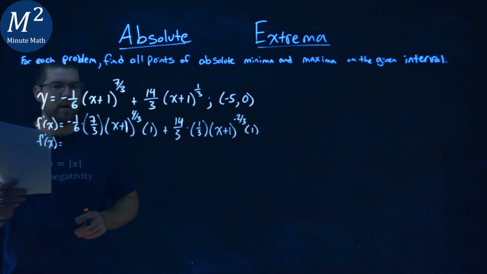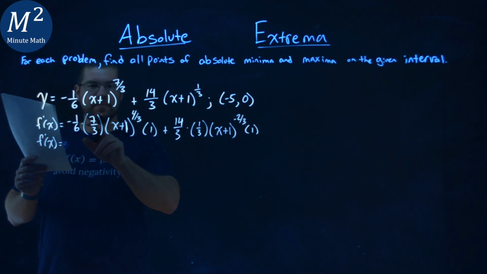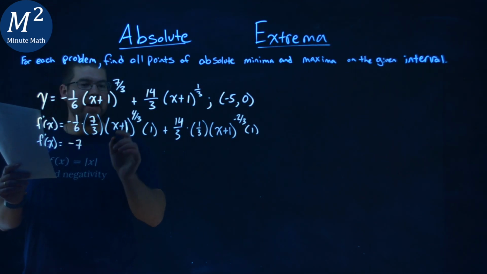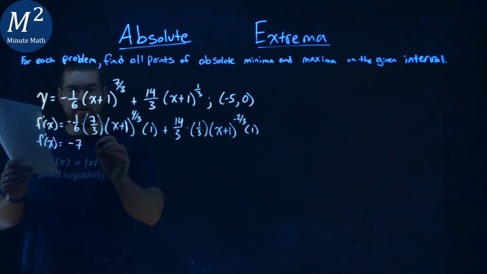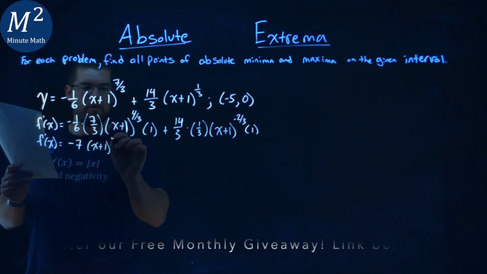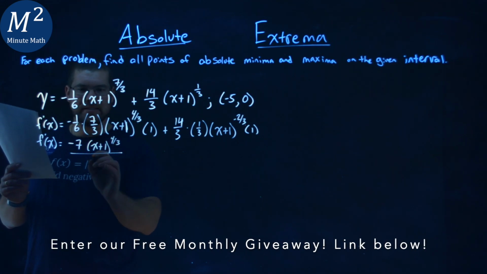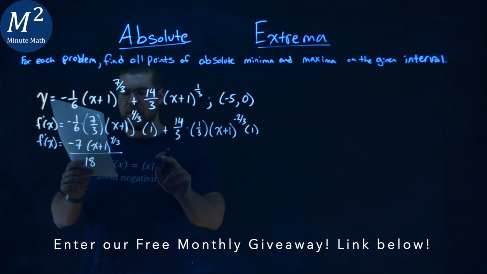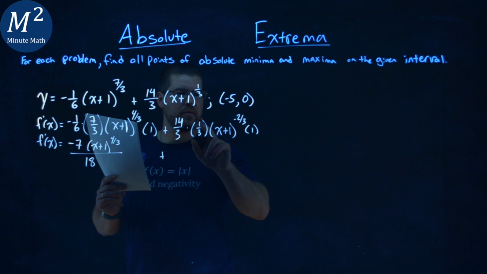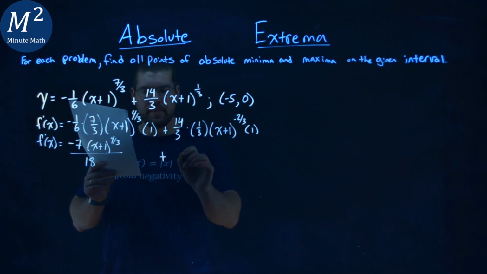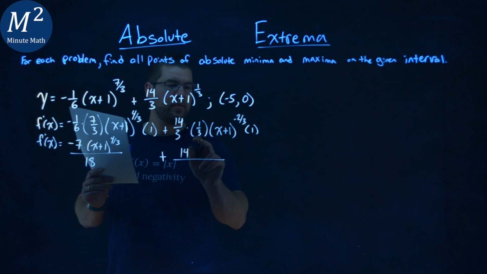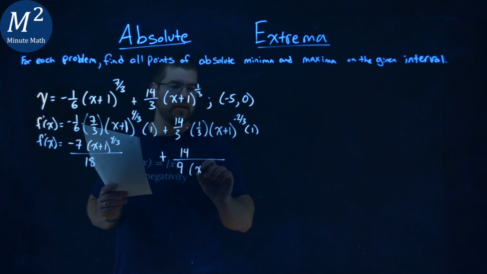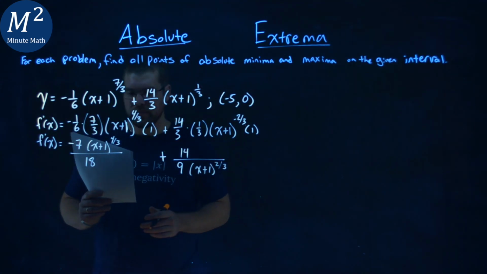Okay. Well, negative 1 times 7 is negative 7. And then we have an x plus 1 to the 4/3 power over 6 times 3, 18 in the denominator. And I'm going to leave some space here because I'm going to use that in a minute. Plus 14 times 1 is 14 in the numerator. Denominator, 3 times 3 is 9, and then we bring down this x plus 1 in the denominator and have it to a positive 2/3 power, okay?